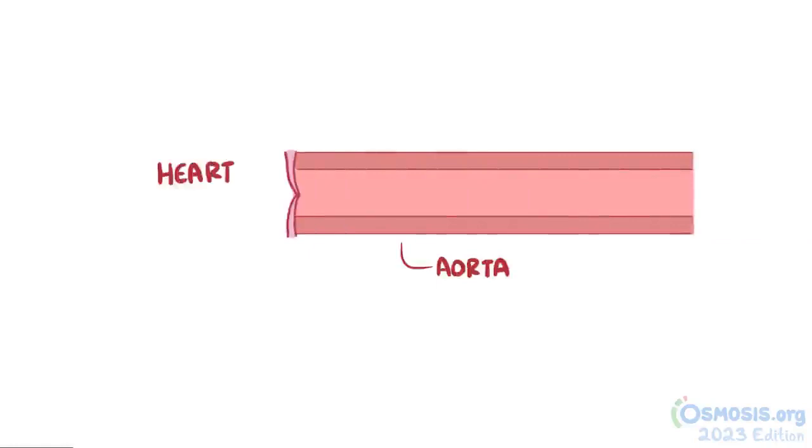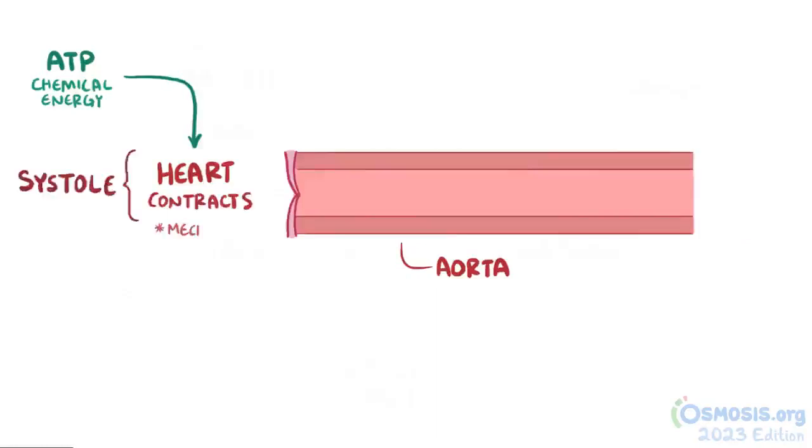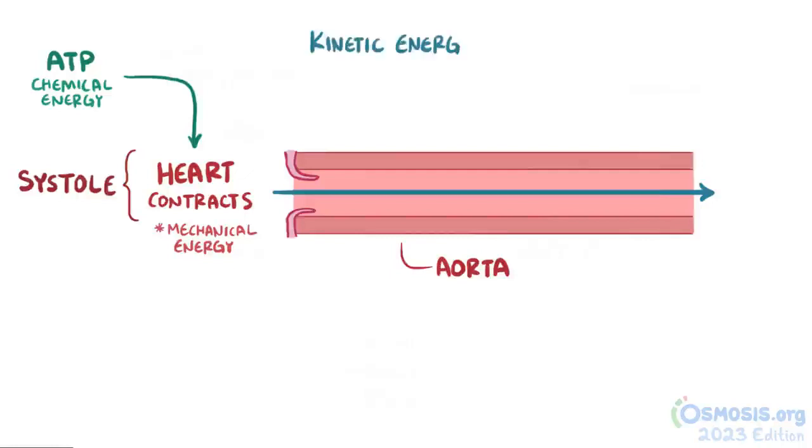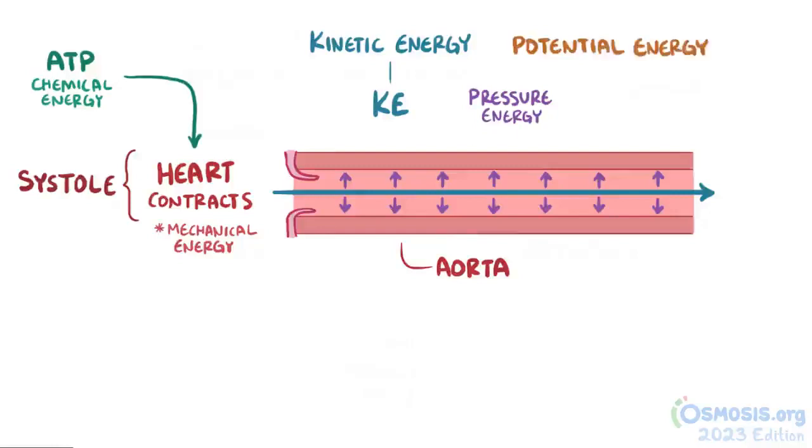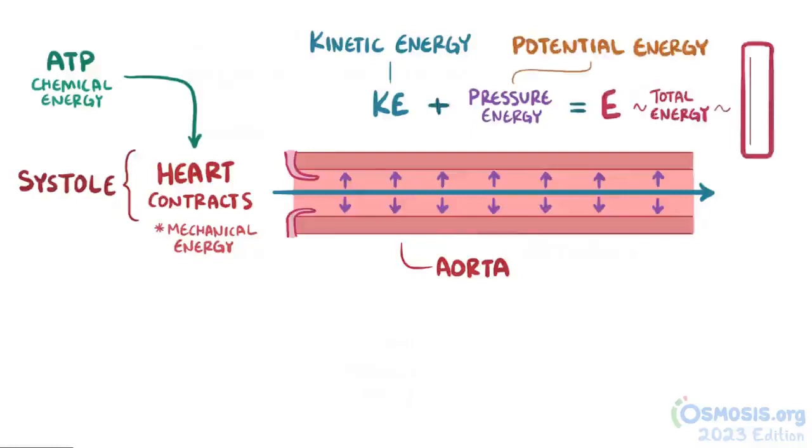Now, first off, heart cells take ATP and use that chemical energy to contract during systole, turning the chemical energy into mechanical energy. This propels blood out into the aorta. Since it's moving blood, it has kinetic energy. But also, since it's exerting pressure on the walls of the vessel, it also has pressure energy, which is a form of potential energy. And the sum of these two is equal to the total energy E, which we'll represent by this little health bar thing, which is filled with kinetic energy in blue and pressure energy in purple.